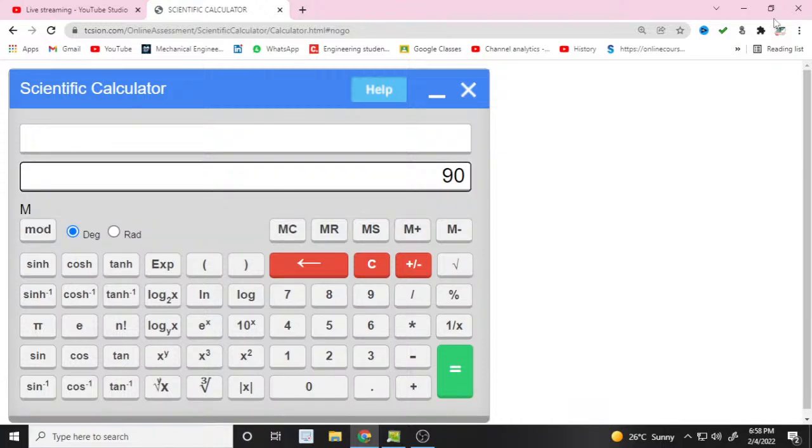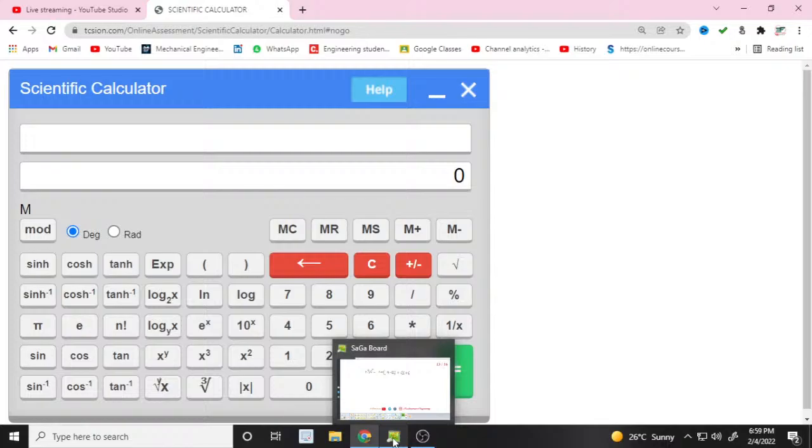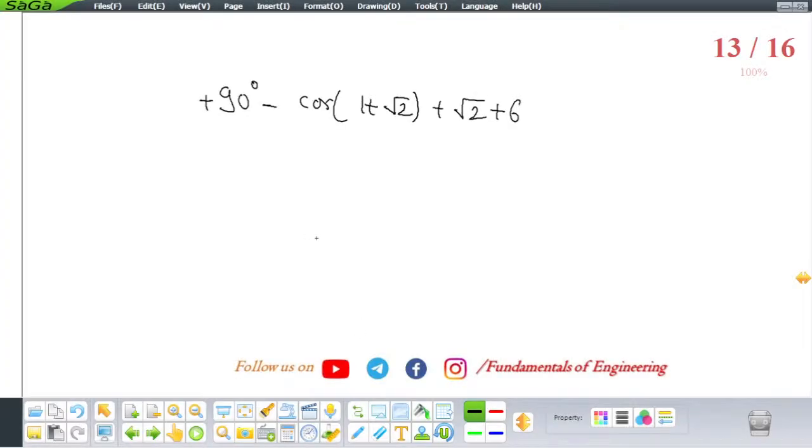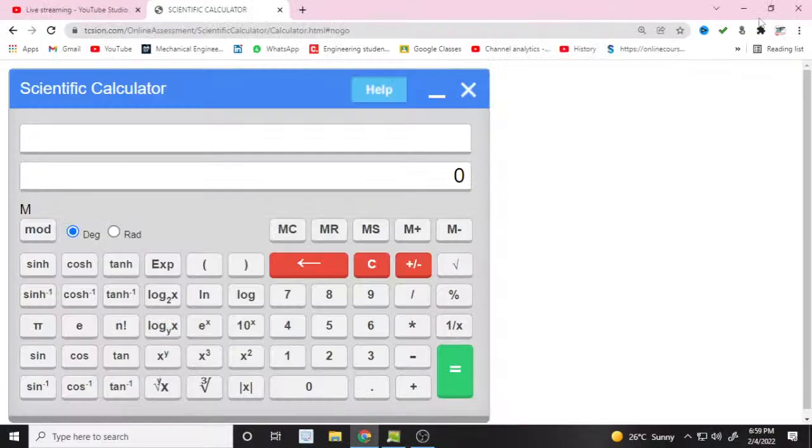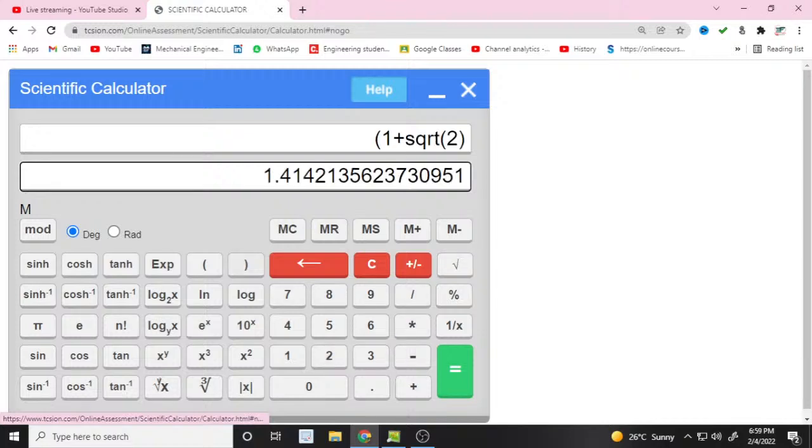So M plus, now you can see the mode is activated, right? Then clear the screen. So M plus, that we have used 90 degree. Then cos of 1 plus root 2, cos of 1 plus root 2. So how are we going to use it? Into bracket 1 plus root 2. So first number, then function, then bracket close, then the cos.